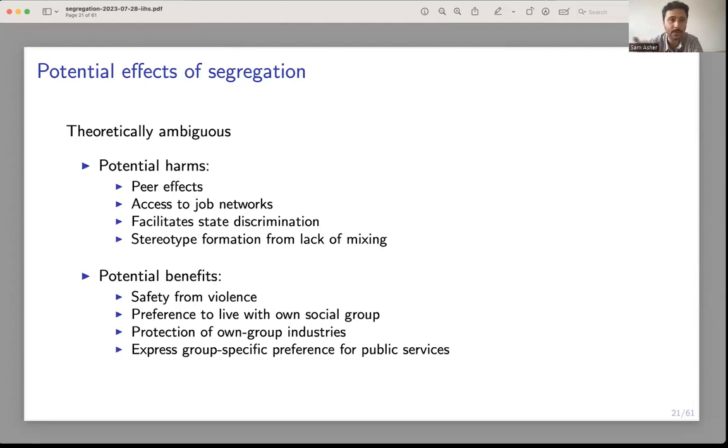On the other hand, there are potential benefits from segregation. It might help you provide safety from violence. There's some sort of protection in numbers. People might have preferences to live with their own social group. This is referred to as homophily. And that might be because we have similar dietary restrictions. It might be because we like to attend the same religious or other kinds of institutions. It might be because we tend to work together and there's some sort of human capital which is highly correlated within the community, and so we can protect our own group industries in that way. So there are a lot of different reasons why people actually might choose to live in segregated areas. It's not just something forced upon people, though we think that there's probably some of that too.